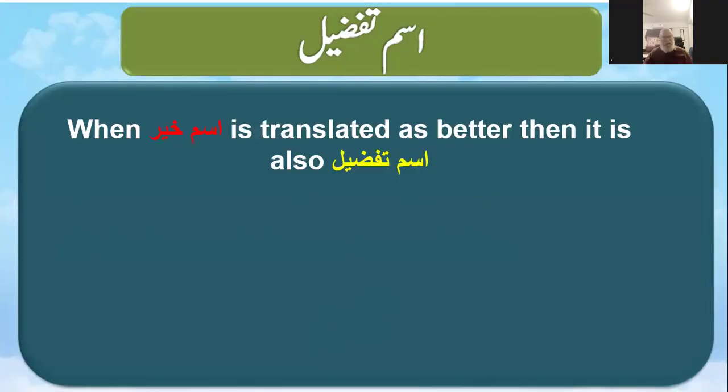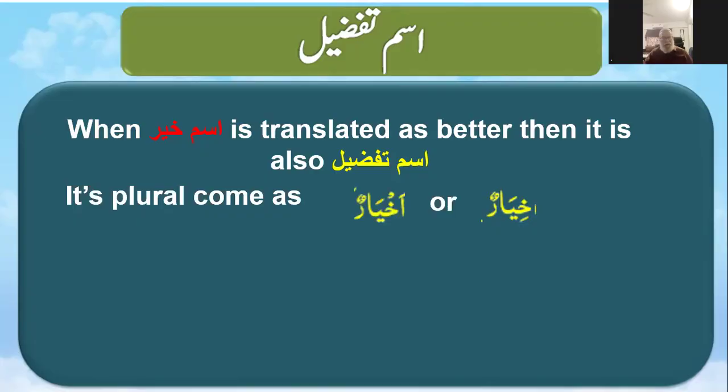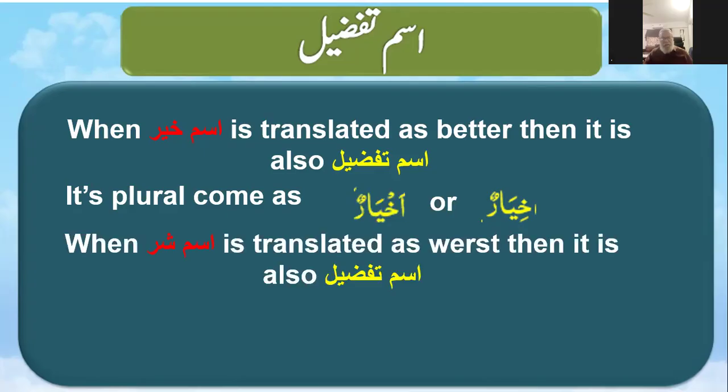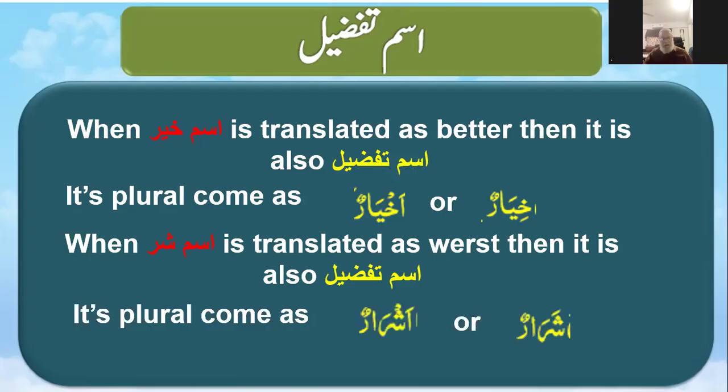When isme khair is translated as better, then it is also isme tafdil. Its plural comes as akhyarun or ikhyarun. When isme shar is translated as worst, then it is also isme tafdil. Its plural comes as ashrarun.